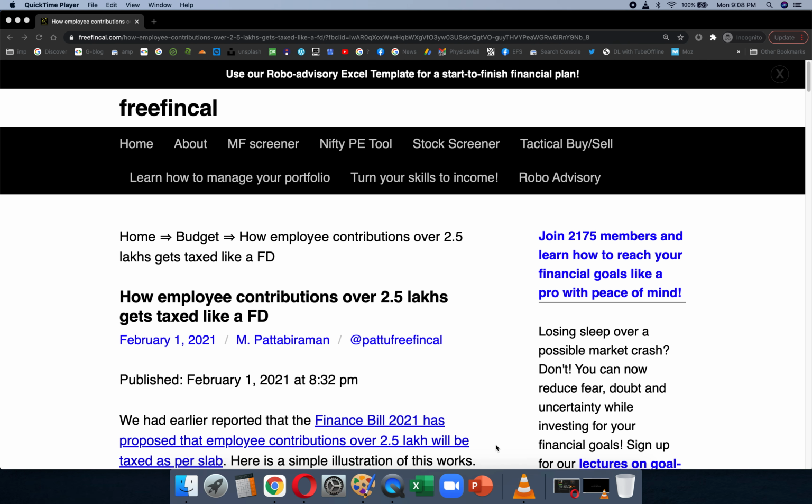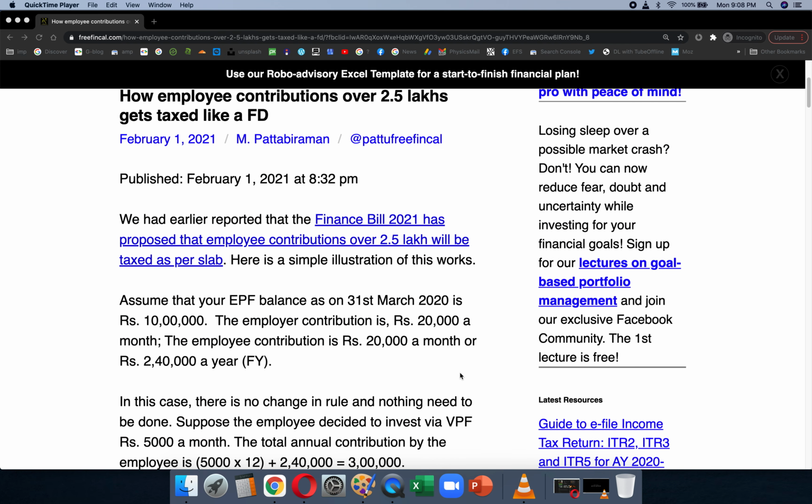In the previous video, I talked about employee contributions above 2.5 lakhs being taxed as per slab. In this video, because of the questions that came up after that video and also from elsewhere, I want to give you an example of how this actually works. So let's say your EPF balance as on the 31st March 2020 is 10 lakhs.